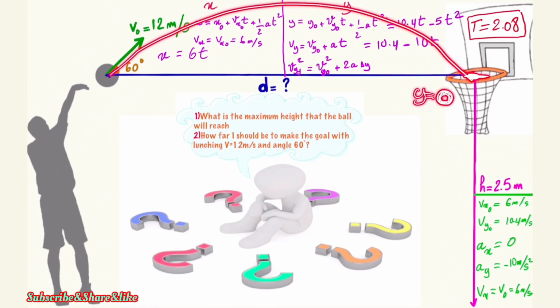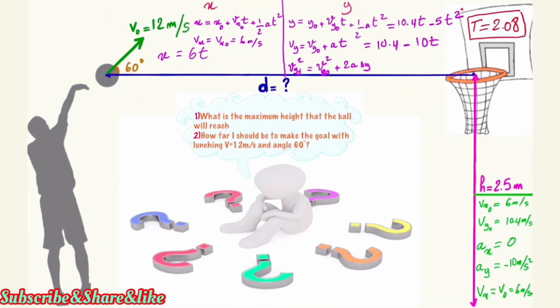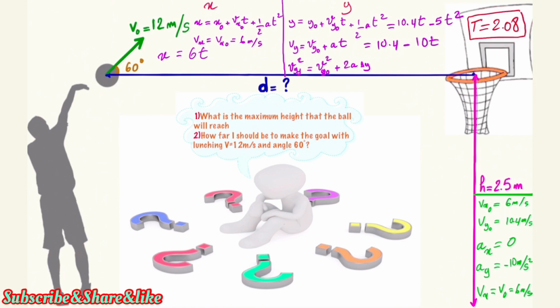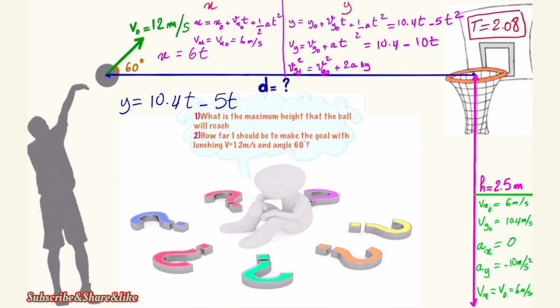So what's the idea behind this? We are taking this function here, and we set y equal to zero and solve for time, and let's see if we're going to get the same here or not. Let's see. Hopefully we do. If not, I will be a liar. Hopefully not. Let's see. We have y is equal to 10.4t minus 5t squared.